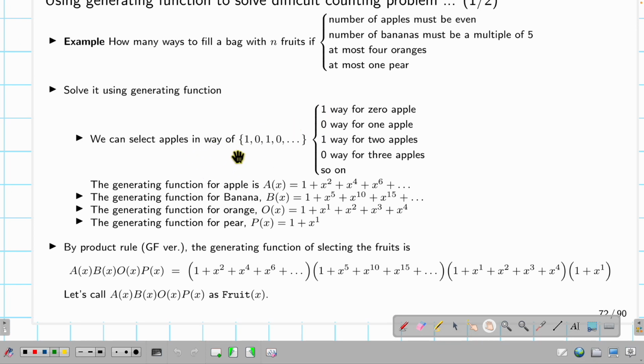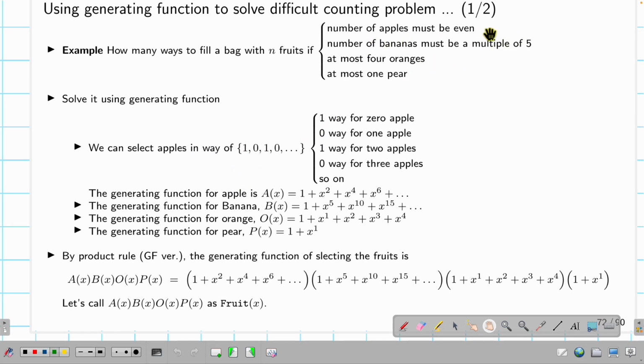So how many ways can we select apple? Apple means even, right? So 0, 1, 0, 1, 0, 1. What does it mean? It means 1 way for 0 apple, 0 way for 1 apple, because this is odd. For 2 apple, take it. 3 apple is odd, so 0. So go on. So with this, we have the following apple polynomial.